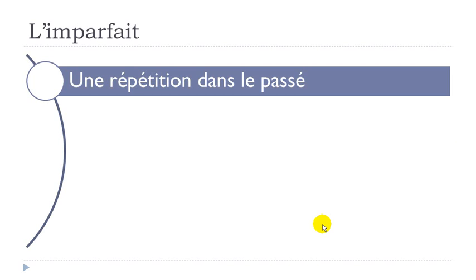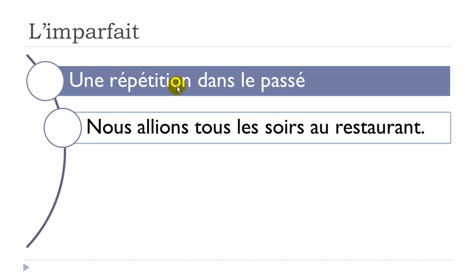Other situation when you will need to use l'imparfait, une répétition dans le passé. Répétition, you understand, something that repeats itself. Dans le passé, the example here, nous allions tous les soirs au restaurant. Aller is to go, tous les soirs, every evening, au restaurant. So something that you do and that repeats itself in the past.